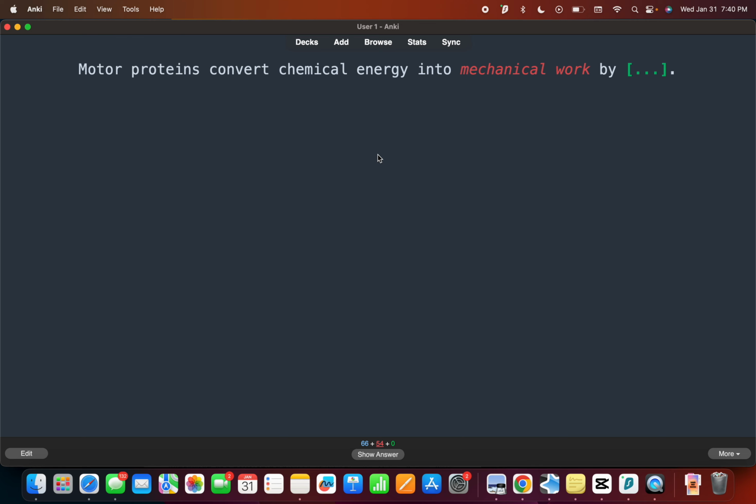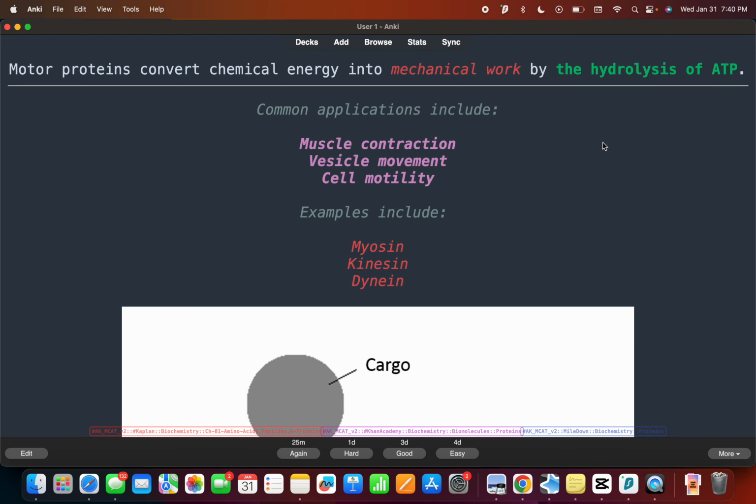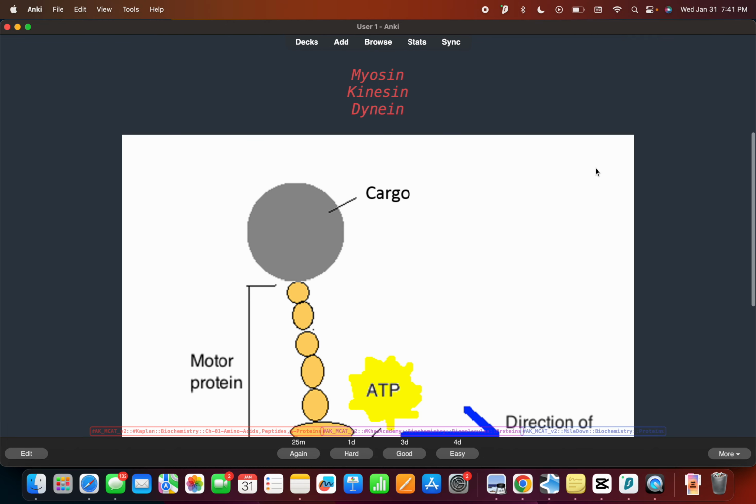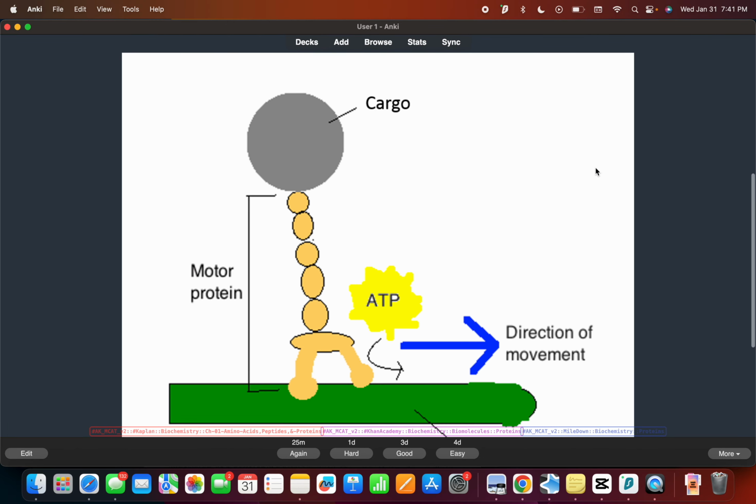Homotropic. Motor proteins convert chemical energy into mechanical work by hydrolysis of ATP. Hydrolysis, why? Because we use phosphatase to hydrolyze the ATP. We take one phosphate from it to get energy. Muscle contraction, vesicle movement, cell motility. Examples include myosin, kinesin, dynein. These are motor proteins.